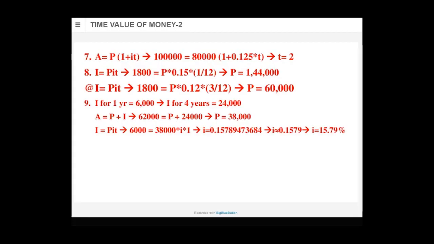And the last, at the rate, answer is 60,000. And 9th answer is, actual answer is 15.789, but rounded off to 15.79%. 789 is correct, rounded off to 79. Generally 2 digits after the decimal point.